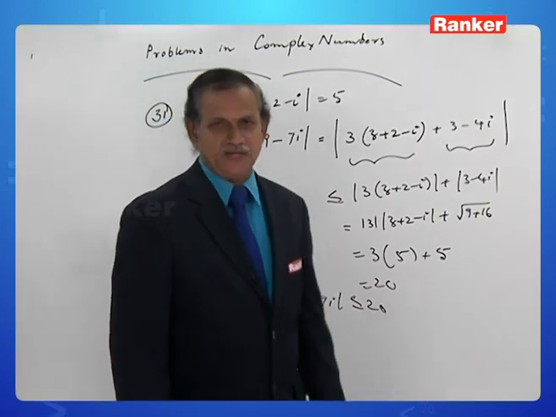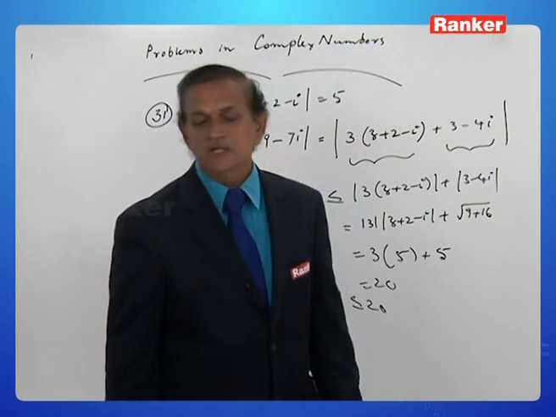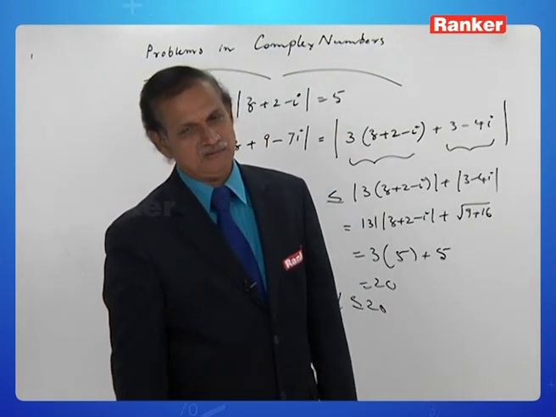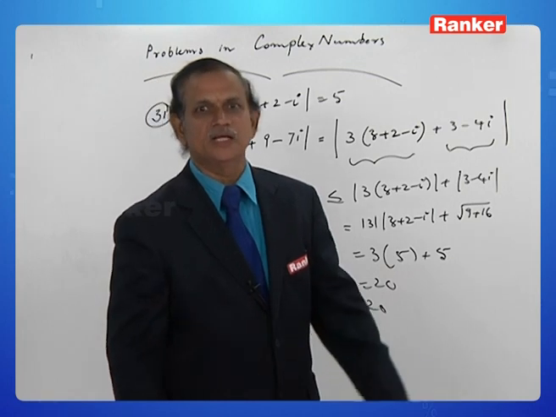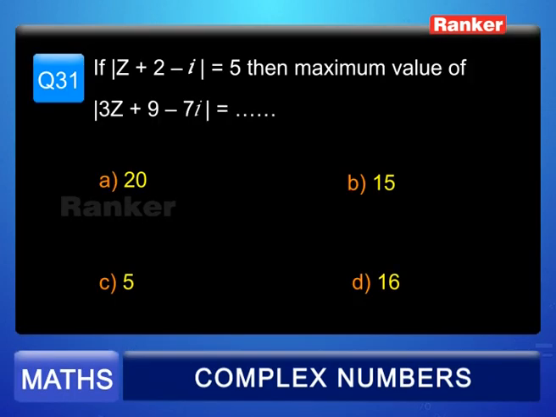What do you say about it? The maximum value of that is 20. The maximum value of mod 3z plus 9 minus 7i is 20. So, among the given options, option A is the right option, and the right answer is maximum value is 20.